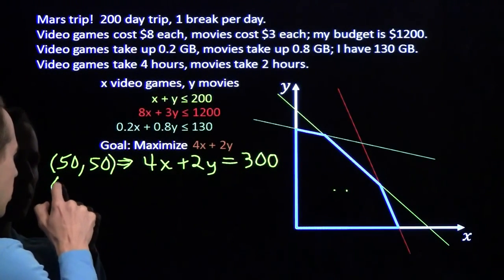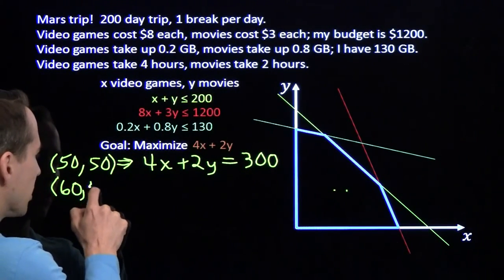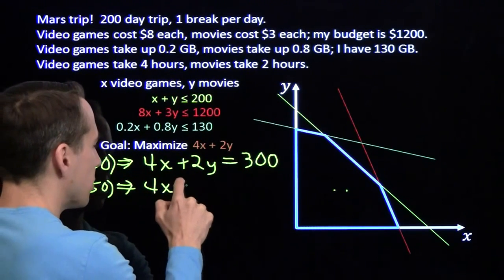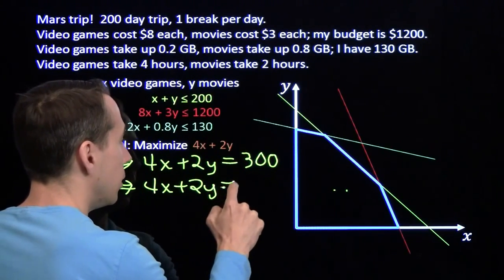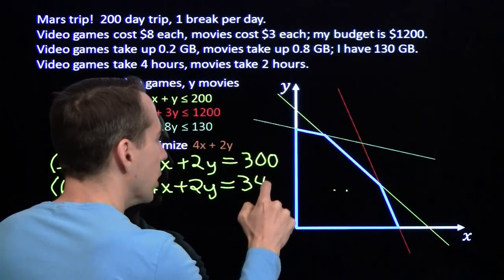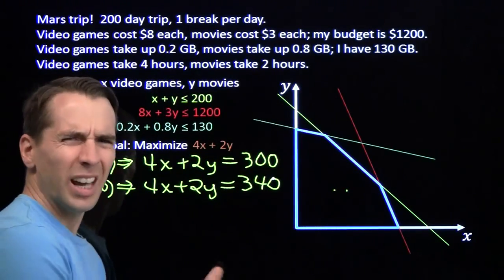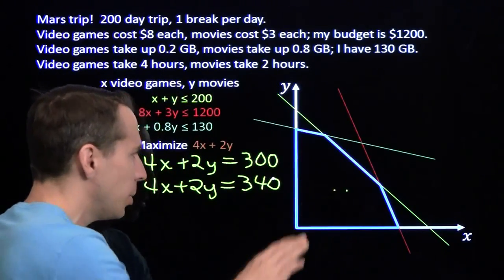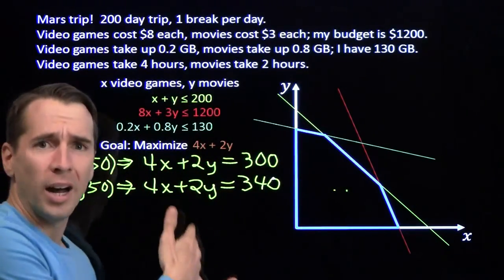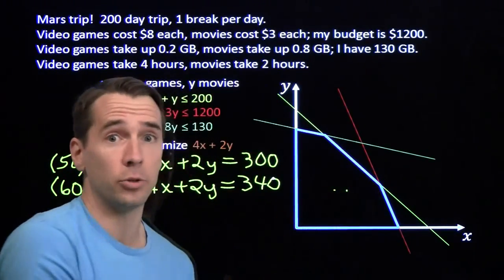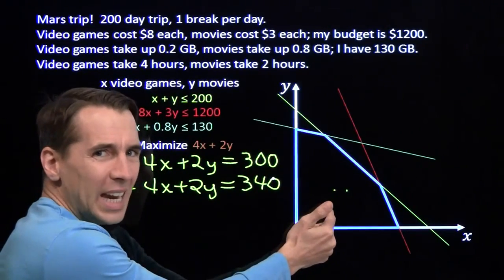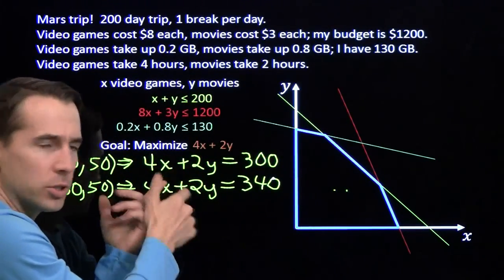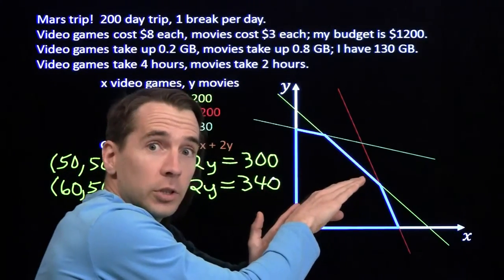Check this out. If I just increase x a little bit, I go over to (60, 50), then I get 4x plus 2y is 340. So clearly I can move x over a little bit more. I can increase x a little bit more, move a little more to the right. I can go higher and higher and higher all the way out until I hit the boundary. So clearly I don't want to be anywhere in the middle, because if I'm anywhere in the middle, I can always increase 4x plus 2y by moving a little over to the right.